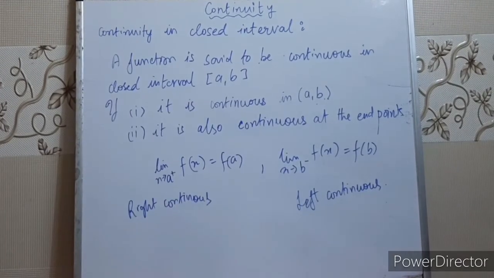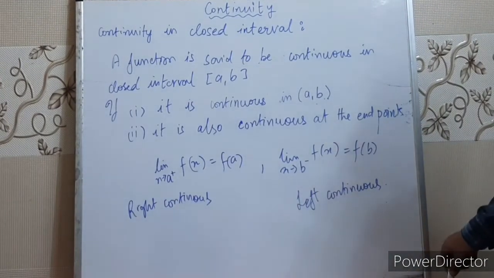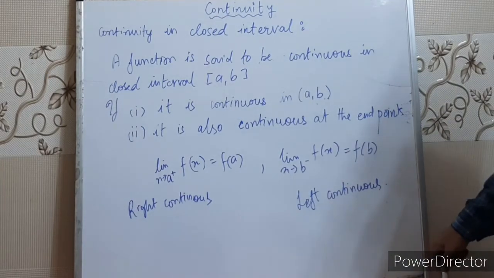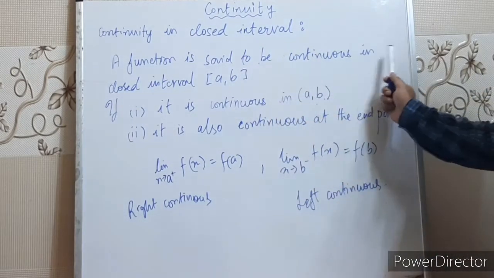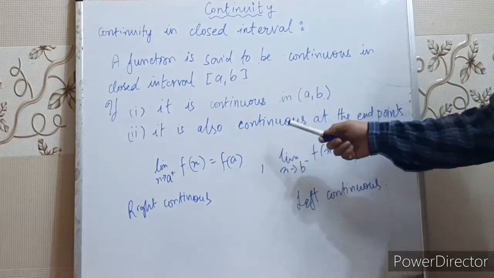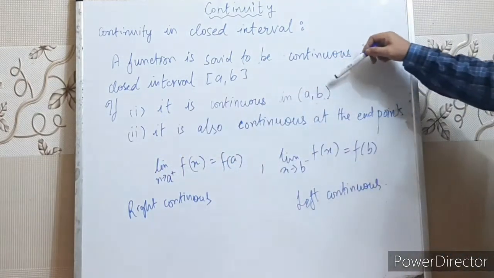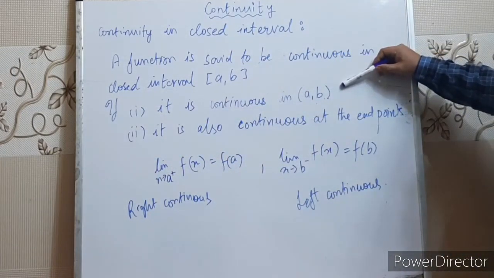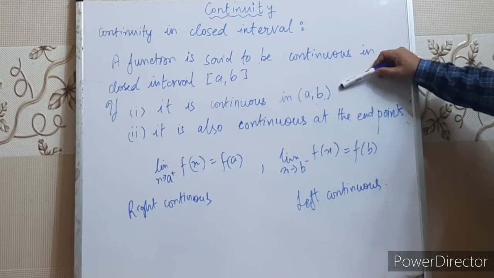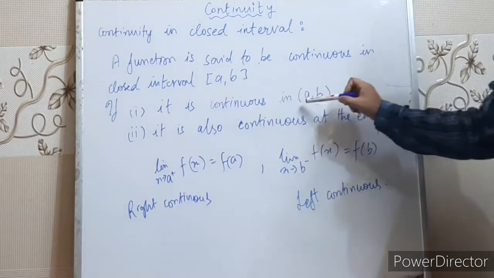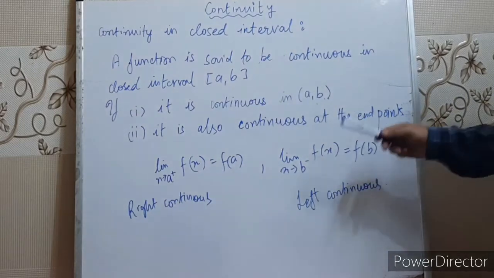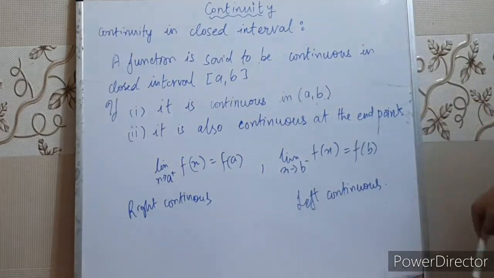Now if we have to check the continuity in a closed interval, then we can say that a function is said to be continuous in the closed interval a, b. Now there are 2 points. If it is continuous in the open interval (a, b), that means that it is continuous at all the values lying between a and b, and it is also continuous at the end points.